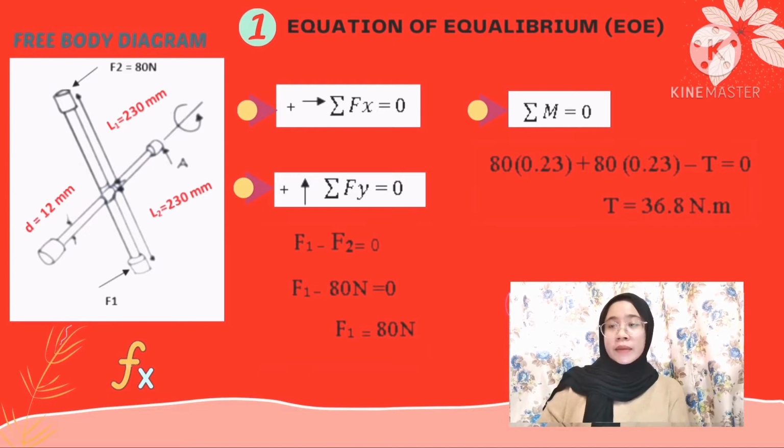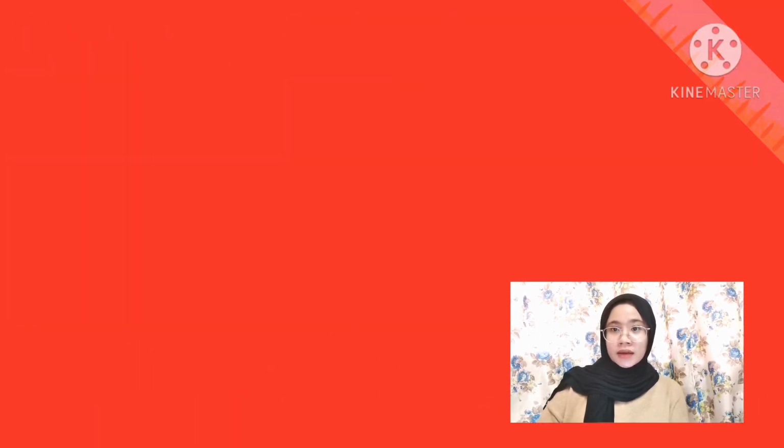Okay, for the moment, 18 Newton multiplied by 0.23, which is the length of L1, plus 18 Newton multiplied by 0.23 meter, which is the L2, minus T equal to 0. And T, we get 36.8 Newton per meter.